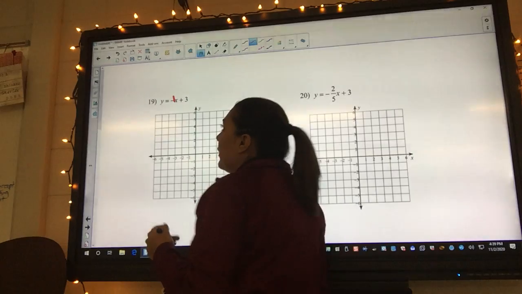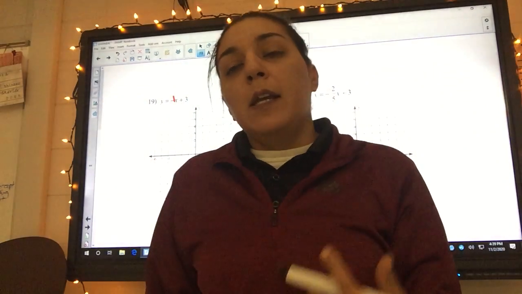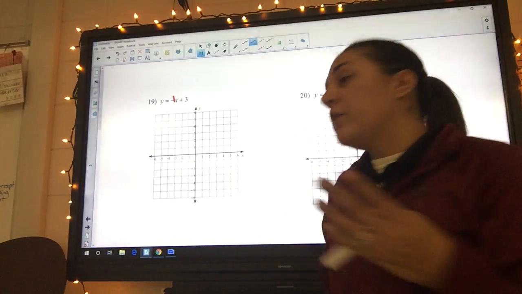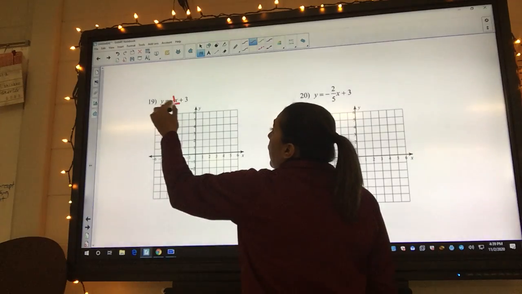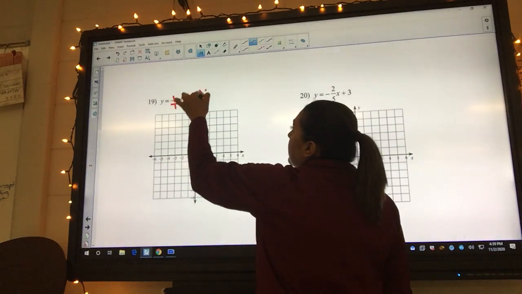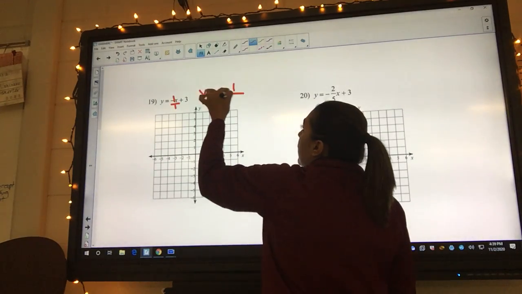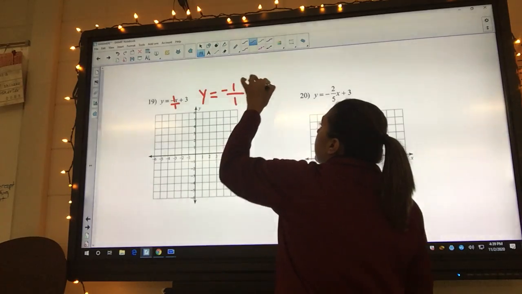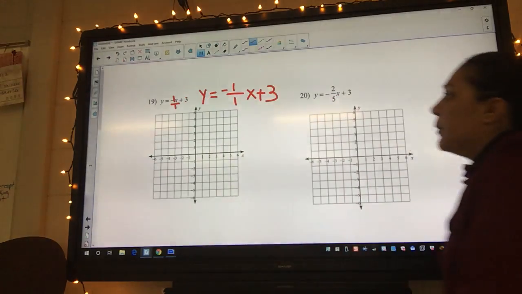And when we talk about the x, that's our slope. And so we really need a rise and a run. So it's really 1 over 1. And that looks kind of messy right now, so I'm going to rewrite it. It's going to be -1 over 1 x plus 3. And so that's what we end up getting.